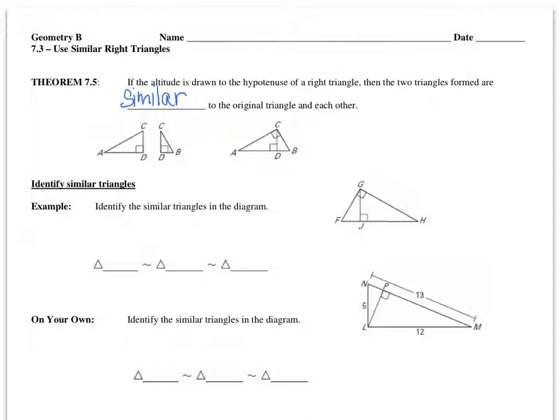When we draw in this, if I've got this right triangle right here, and I draw from here at a right angle straight up, that right there is called the altitude. That's my altitude. So my first example here says identify similar triangles in the diagram.